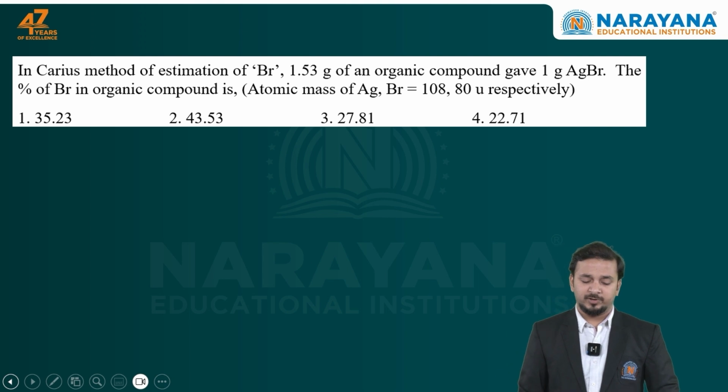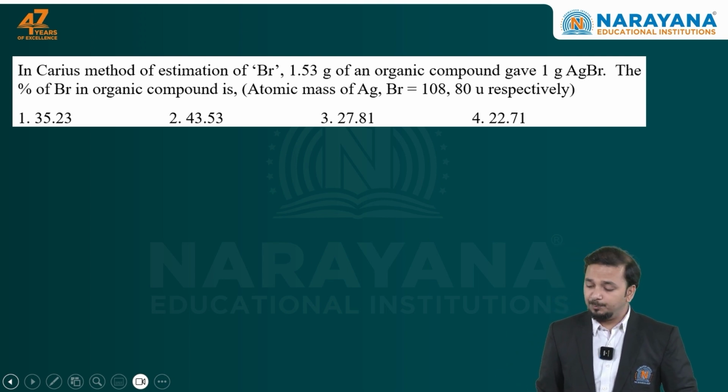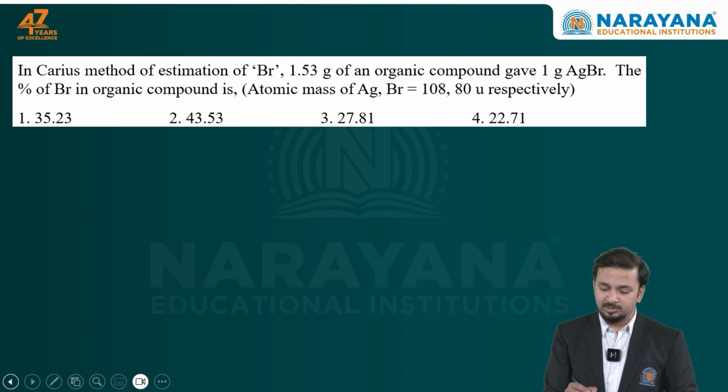The first question in front of us is based on practical organic chemistry. The question says, in Carius method of estimation of bromine, 1.53 gram of an organic compound gave 1 gram AgBr. The percentage of bromine in organic compound is. So this type of question we have seen in the previous shifts also. So in this, what we have to do is we have to apply POAC, that is principle of atom conservation, for bromine.